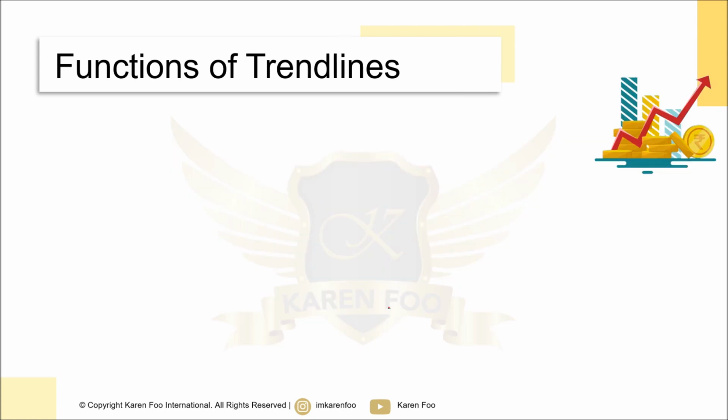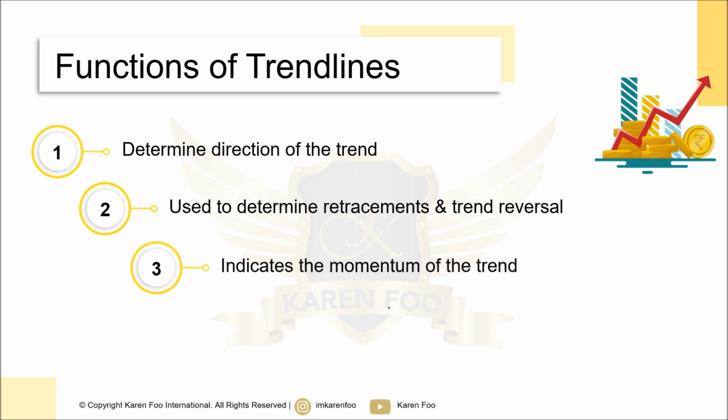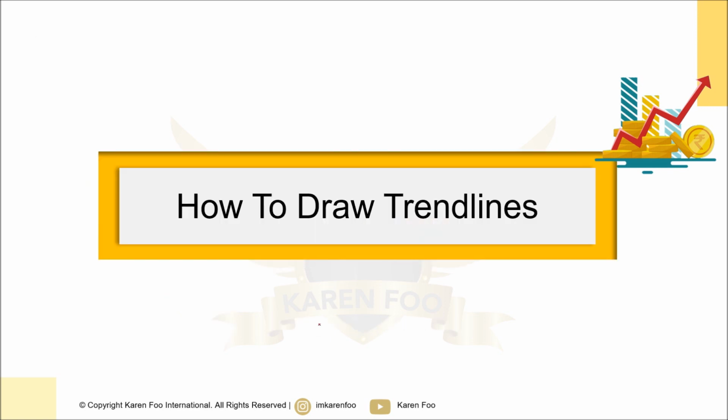Okay. So some of the functions of trend line. First thing, it helps you determine the direction of the trend. Second thing, it is used to determine retracements and trend reversals. Third thing, it helps you indicate the momentum of the trend. Fourth thing is it can become a potential buy and sell area. As long as the trend line is not broken yet, it is still intact, then it can be a point where you buy.